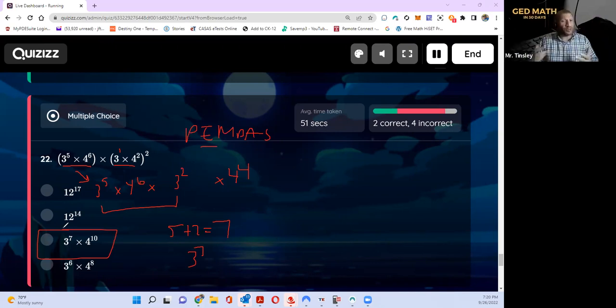Okay, so those are some of the small steps that you can do. I did this problem in like 8 seconds because I saw 3 squared and 3 to the 5th. That's 3 to the 7th. Oh, it's only one answer. I didn't even look at the rest.